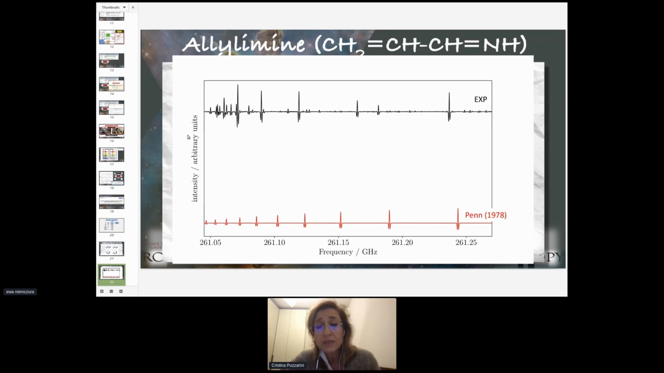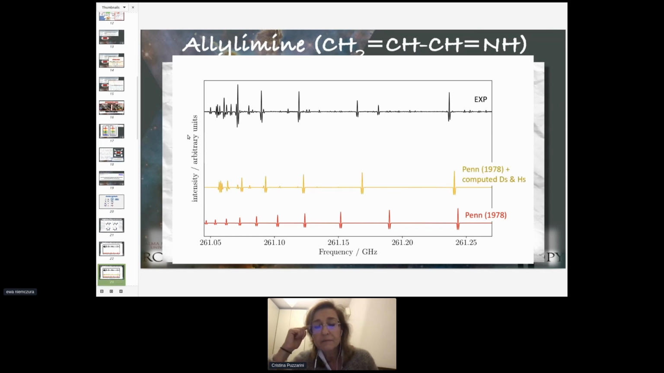And this, in red, you see the prediction based on very old and very low frequency measurements. And in black, the spectrum we recorded. As you see, there is no match at all.